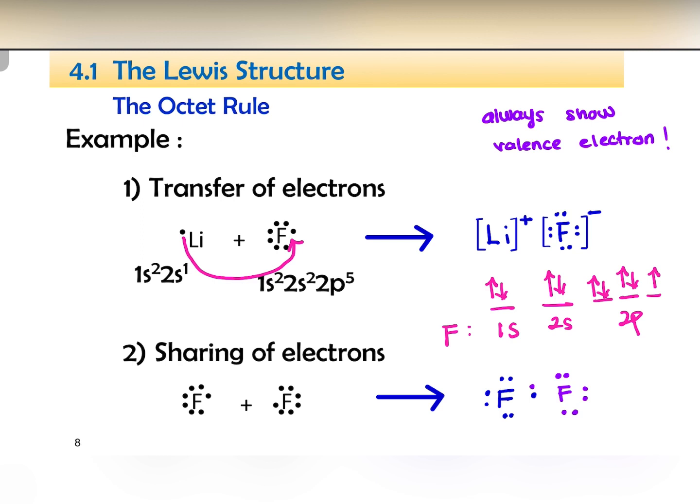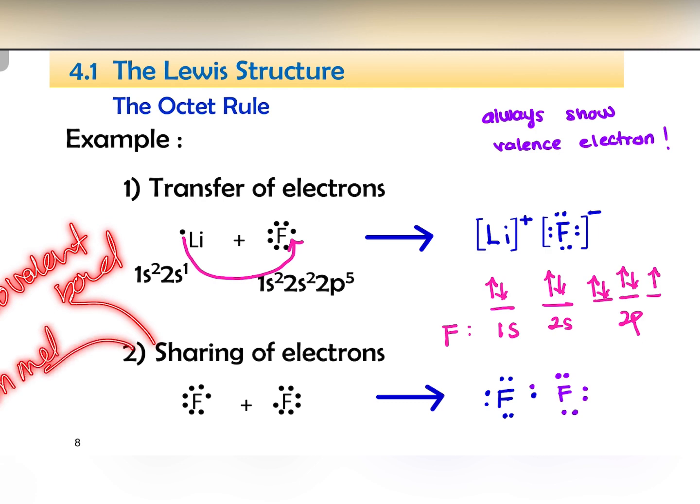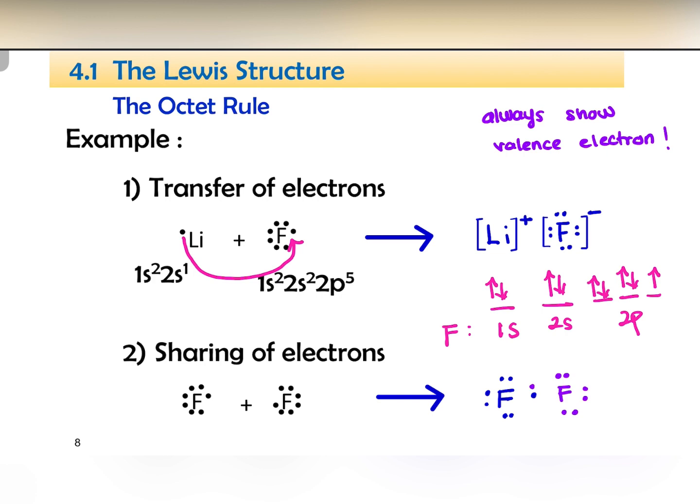When we want to show the sharing of electron, biasanya dia melibatkan covalent bond. Maksudnya akan ada sharing of electron between non-metal. Contoh dekat sini kita ada fluorine atom. Fluorine atom dia adalah non-metal. So sharing of electron ni usually it involve the element with the same electronegativity. Contoh fluorine dengan fluorine, Cl dengan another Cl.